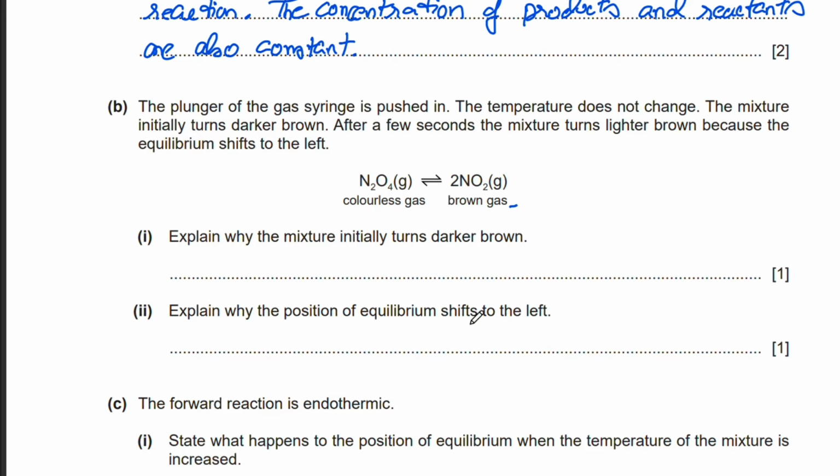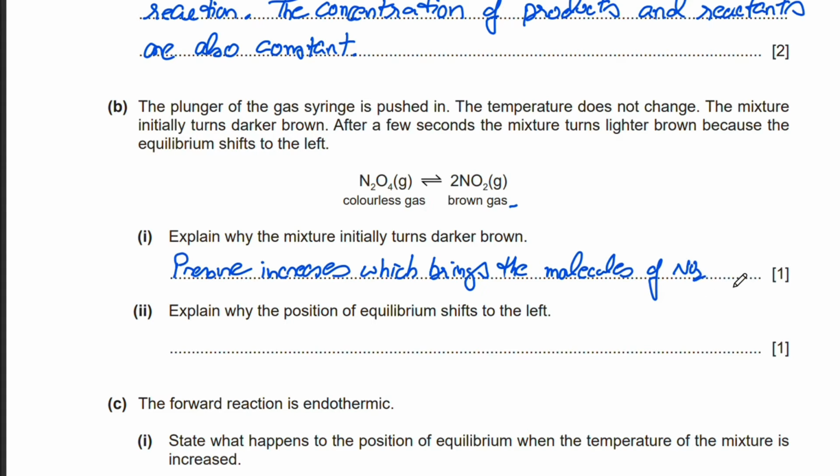So what you will write is that our answer will be, since the pressure increases, the pressure brings the molecules of NO2, which is a brown gas, closer. So that's why it appears initially darker brown.